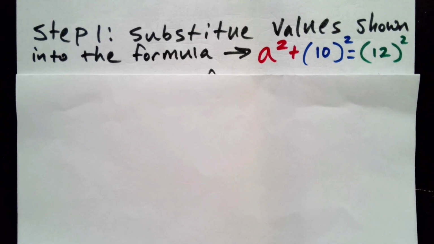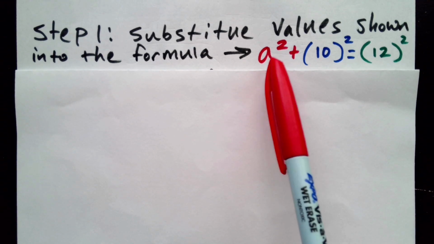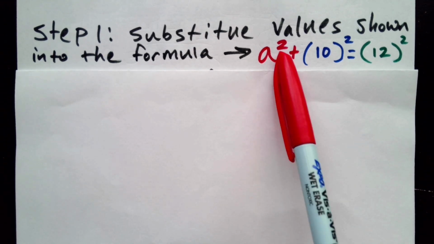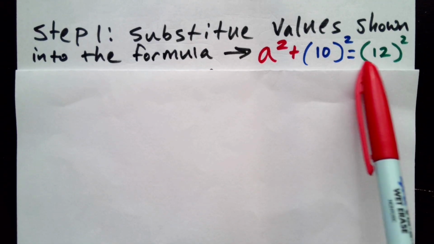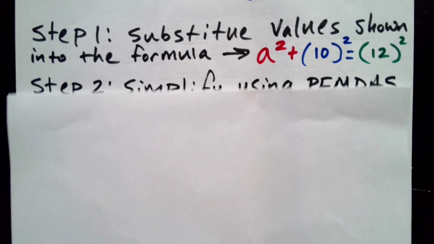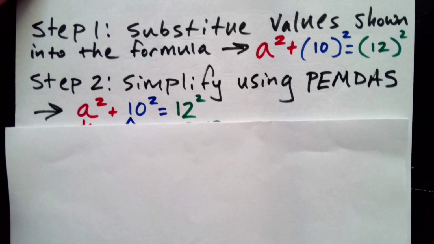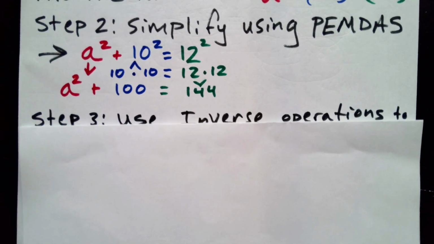Okay, so for step one, again, we're going to substitute those values into the formula. We don't know what A is, so it's going to stay A squared. B value is 10, so we're going to substitute that here. And our C, the hypotenuse value, is 12. That's step one. Step two, let's go ahead and simplify using PEMDAS.